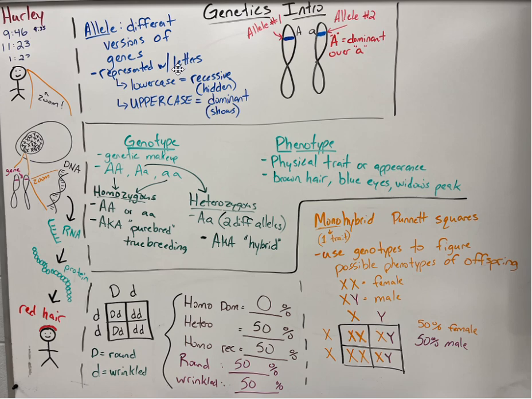The letter does not matter. It could be an A, it could be a B, it could be a Z or Y. I would recommend when you're doing these to use letters that are very clearly different between capital and lowercase. So C, Z, U, O, X, I would not do those. I would do A, B, D, E, F, G. Most of the letters. Just make sure that there's a big difference between the capital and the lowercase, or else it could get confusing. So lowercase is always going to be recessive. Uppercase is always going to be dominant.